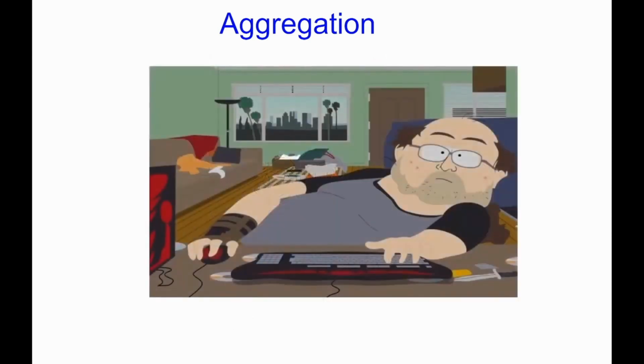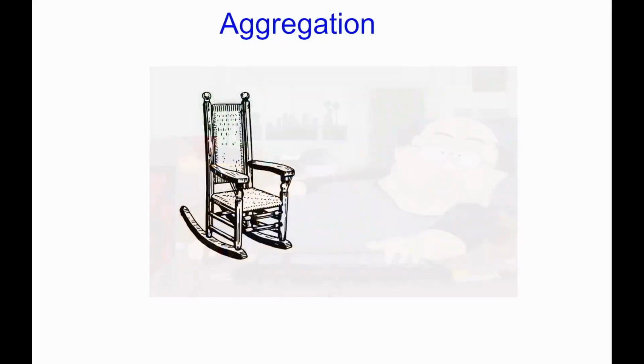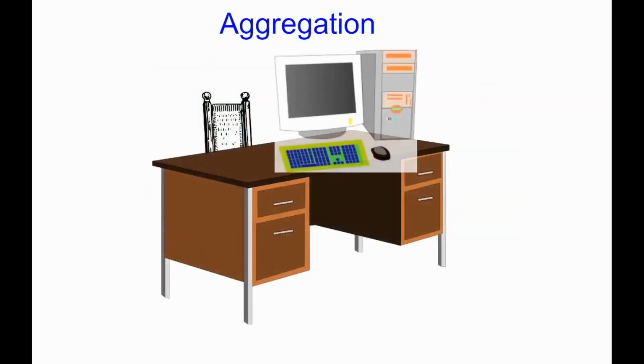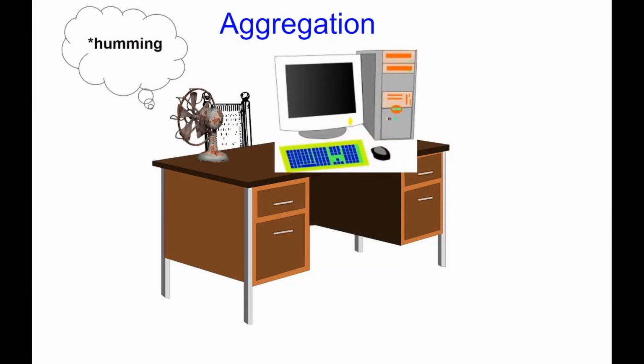For example, a programmer's workstation could consist of a chair, a desk, a computer and a fan. But when we delete the workstation class, we still have all these classes, but on their own.